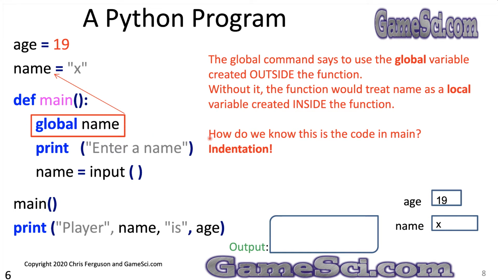How do we know this is the code inside main? Indentation. All these three lines right here are inside of the main function because they are indented below the main function. As soon as the indentation stops, main stops. Python is very, very strict on its indentation. Where a line of code is indented says a lot about where and when it will execute.